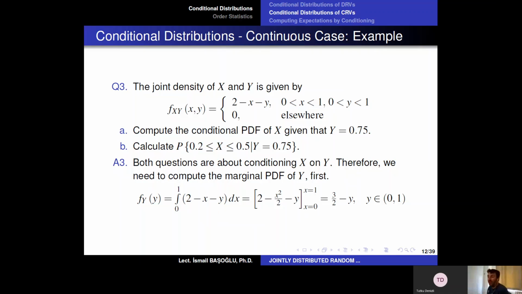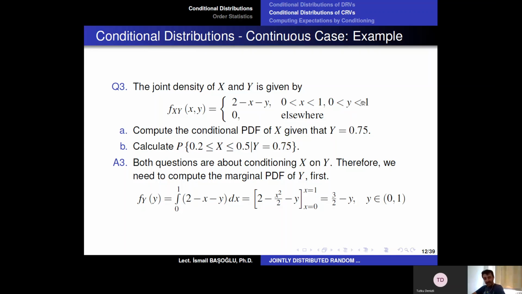Now, we have a joint probability density function of two continuous random variables, x and y. In fact, I do not need to indicate that these are continuous because it says joint density. It does not say joint mass function. It says joint density function, therefore these two random variables are continuous. And the joint probability density function is 2 minus x minus y. The random variable x is taking values between 0 and 1, and the random variable y is also taking values between 0 and 1.